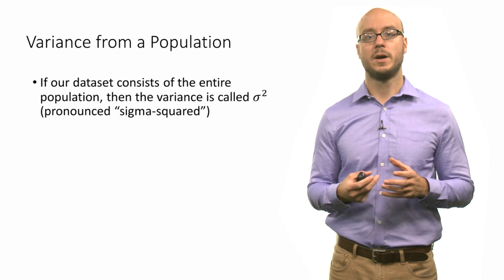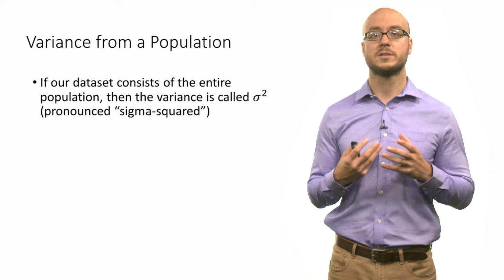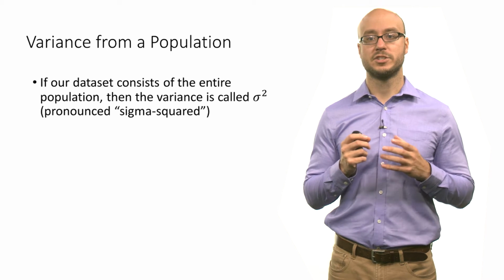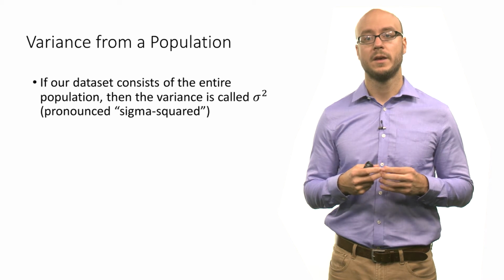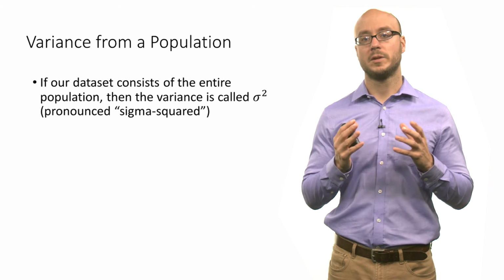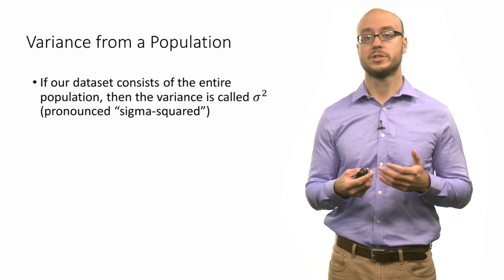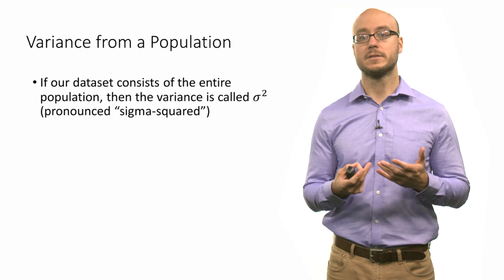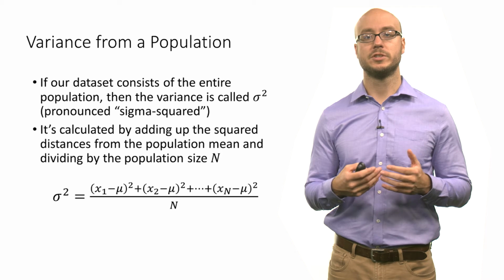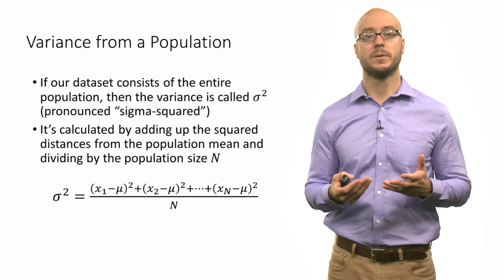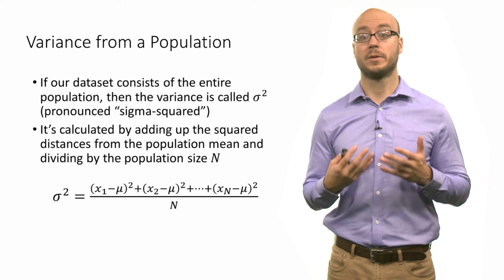So the variance from a population, meaning if we have the entire population, we call sigma squared. That's just the Greek letter, the lowercase sigma, with a squared term. This is just a reminder that when we talk about population parameters, we use Greek letters. So the variance is sigma squared. The variance of a population, you just add up all the squared distances from the population mean and divide by the total size of the population, which we call capital N.